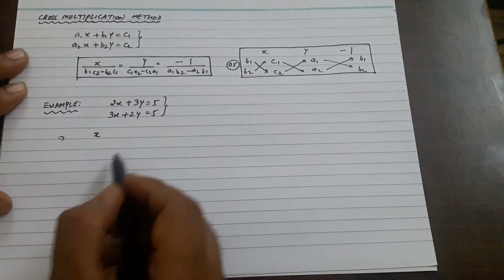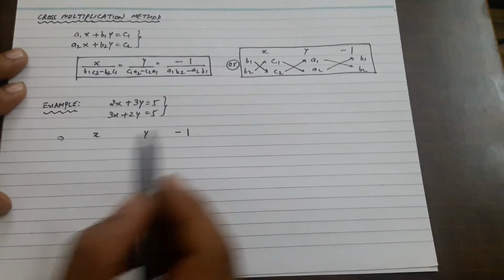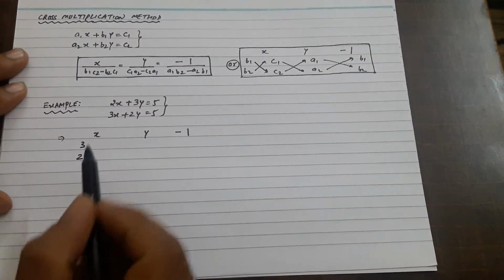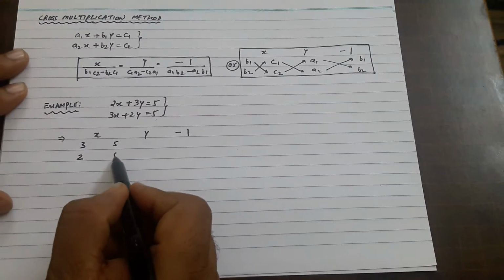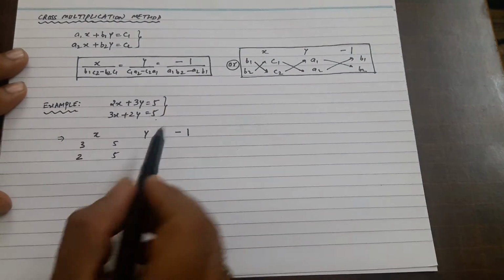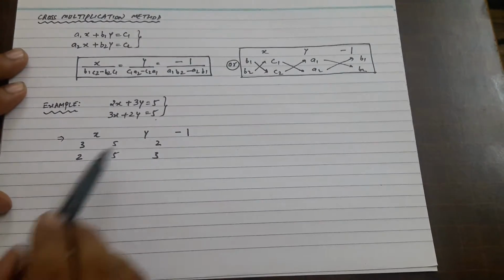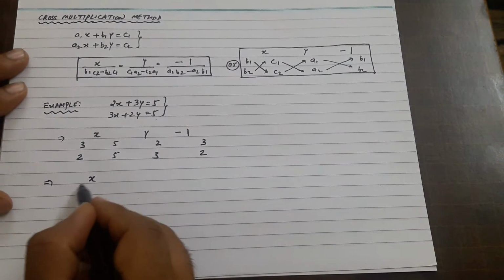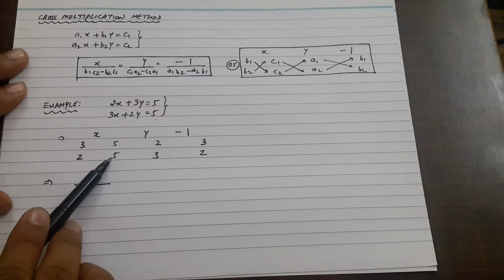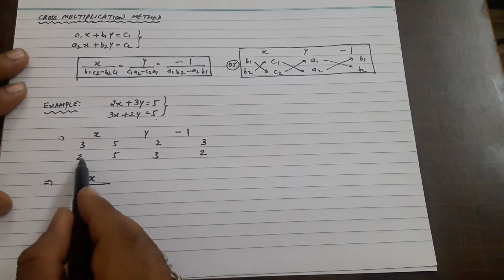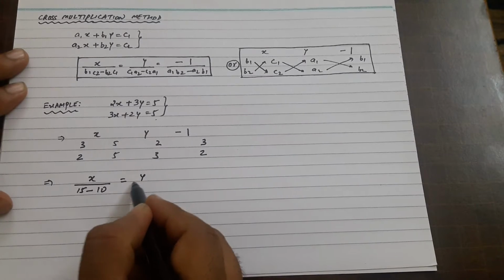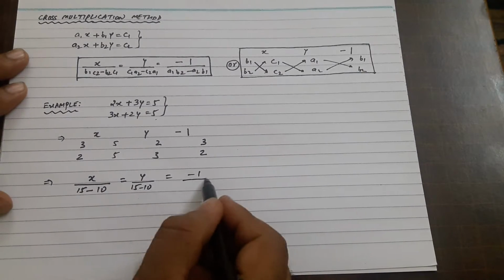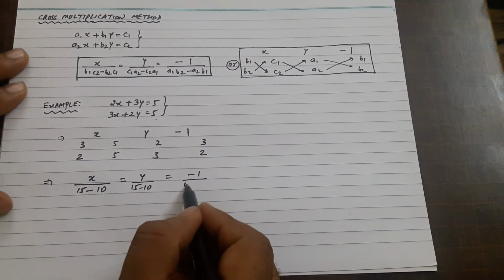First of all we write x, y, minus 1. Then we write the coefficients of y here, that is 3 and 2. Then the constant parts 5 and 5. Then the coefficients of x, that is 2 and 3. Then the coefficients of y, 3 and 2. Now we write x upon 5 into 3, that is 15, minus 2 into 5, 10, so 15 minus 10, and this equals minus 1 upon 4 minus 9.